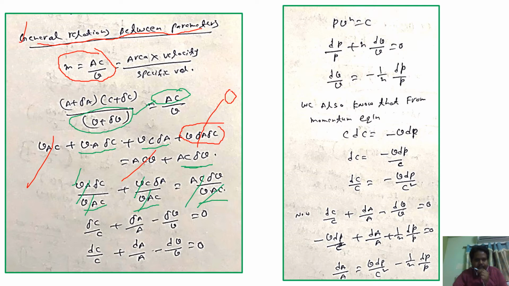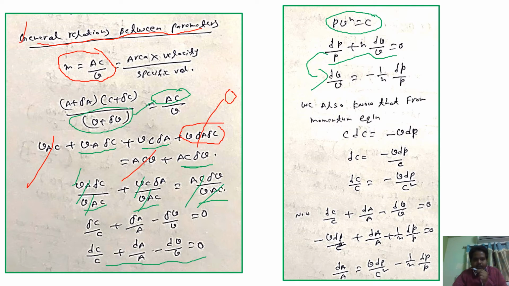Now after simplification, the remaining part is dC by C plus dA by A minus dV by V equals to 0. Now, as we know that PV^n equals to constant, this we can write as dP by P plus n into dV by V equals to 0. So from this equation, dV by V equals to minus 1 by n dP by P.